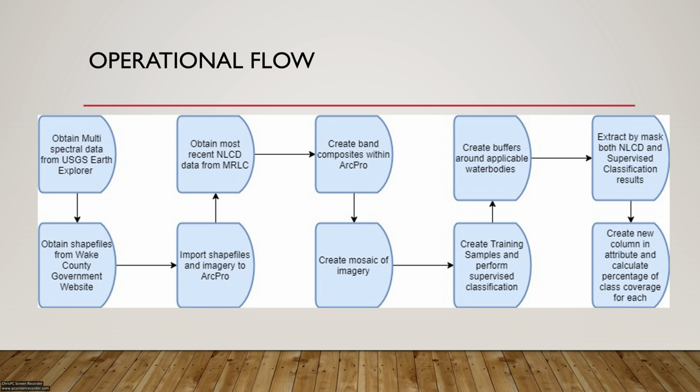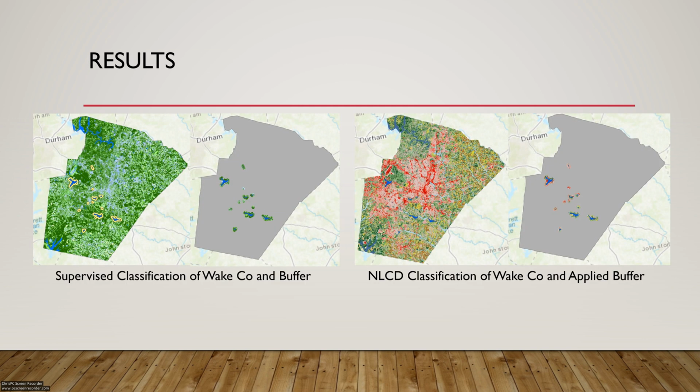And then we really dialed it down to create the buffers around the applicable water bodies, and then extracted by mask both the NLCD and the supervised classifications. And then from there, in the attribute tables, I wanted to create a new column to calculate the percentage of class coverage for each one of these.